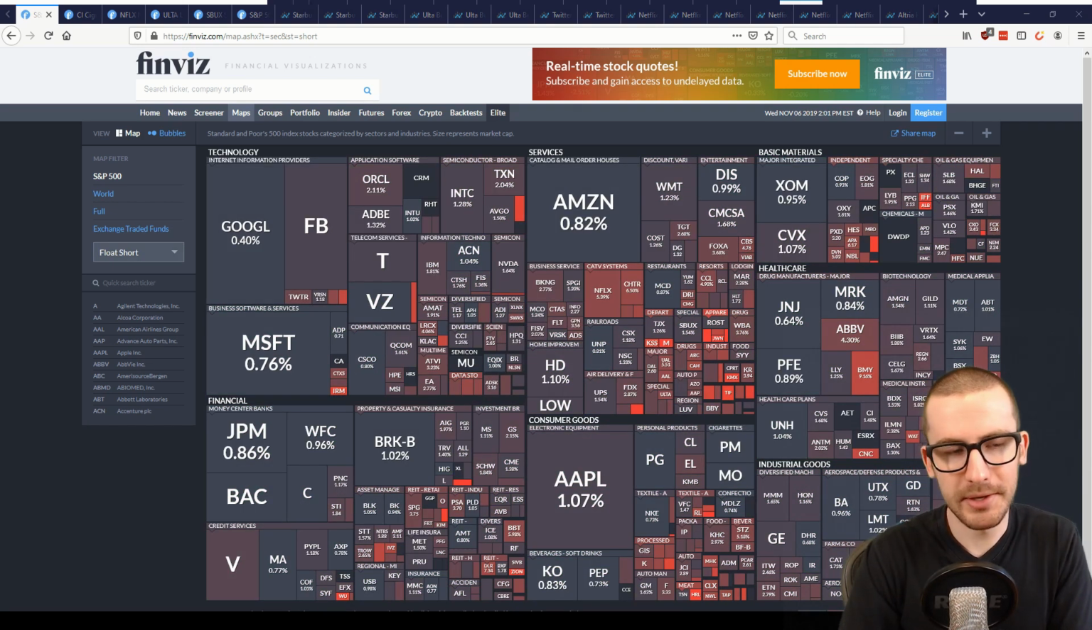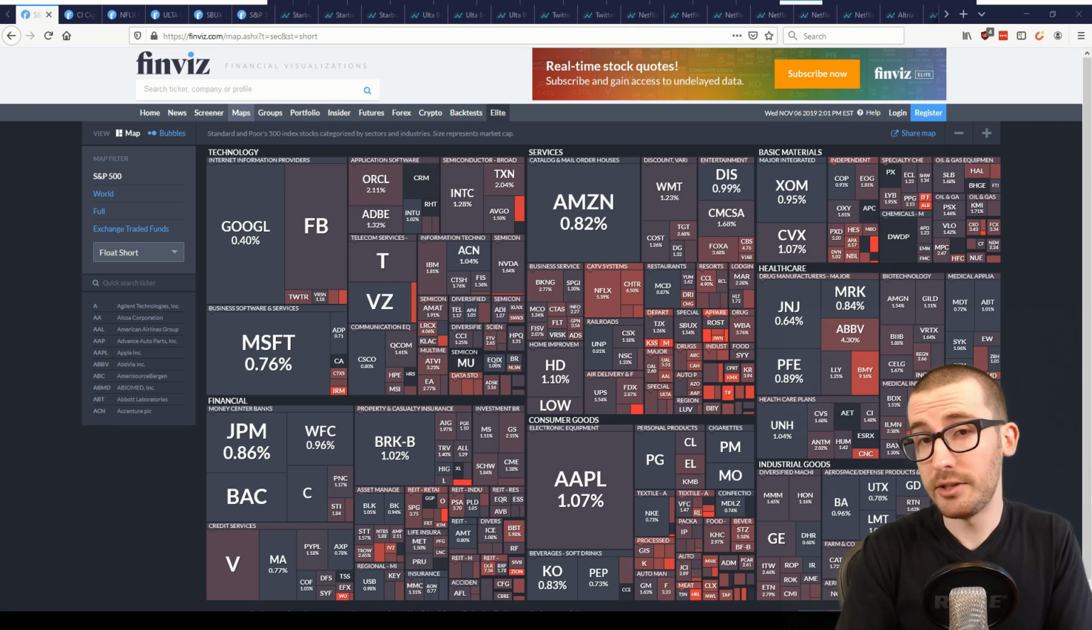One of the final maps that you can look at, which I don't really think is a whole lot of use on its own, but it is at least interesting in my view, is the float short. So this effectively tells you, out of all the shares that are floating out on the open market that are available for the public to buy, what percentage of those shares are held short, or are people betting against the price of the stock or expecting the stock price to fall.